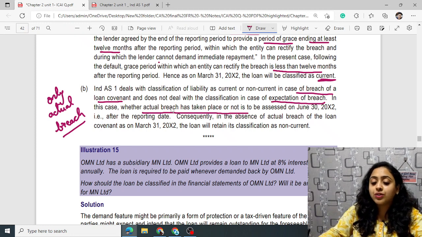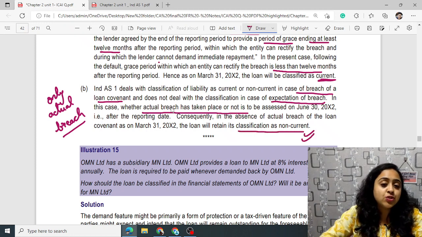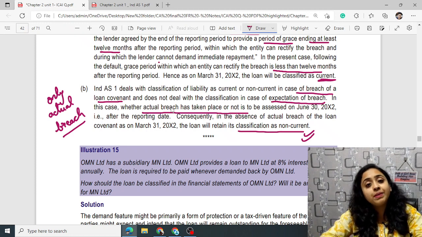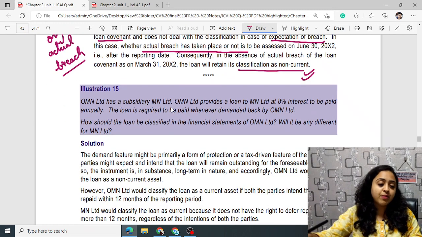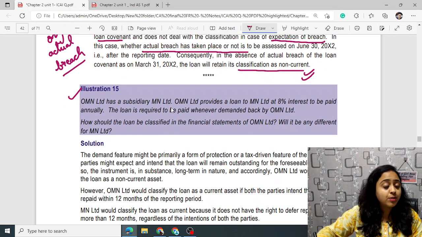to be assessed on 30th June 2002, that is after the reporting date. Consequently, in the absence of actual breach of the loan covenant as on March 31st, the loan will retain the classification as non-current. Since there is still not any sort of actual breach, the loan will continue as non-current. Okay, illustration number 5. In case of actual breach only, there will be reclassification.